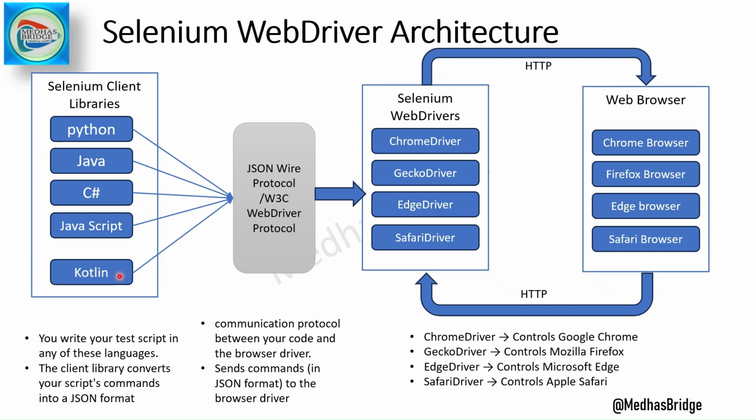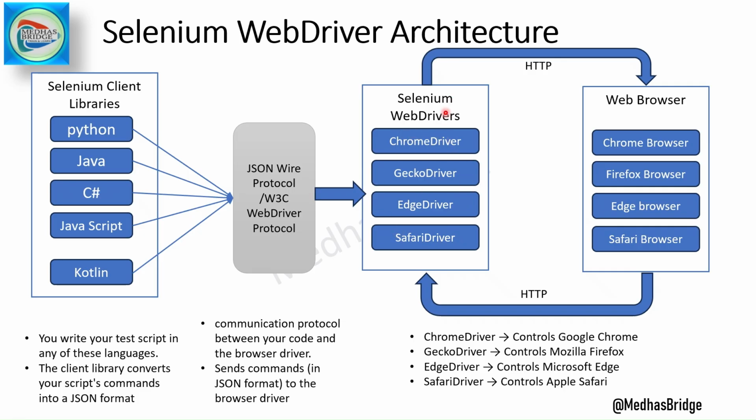Now, the JSON wire protocol or W3C WebDriver protocol, this is what we say is a communication protocol. It's a communication protocol between your code and the WebDriver. It receives the commands from the client library and sends the command in JSON format to the browser driver, whatever driver that you are going to use, right?